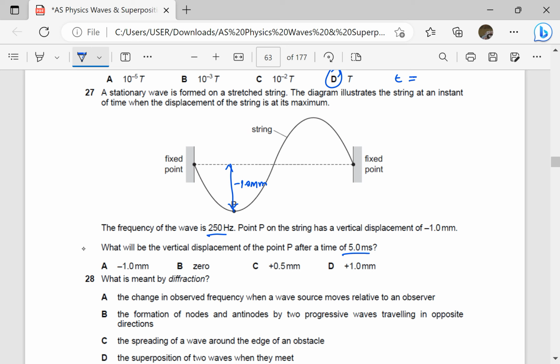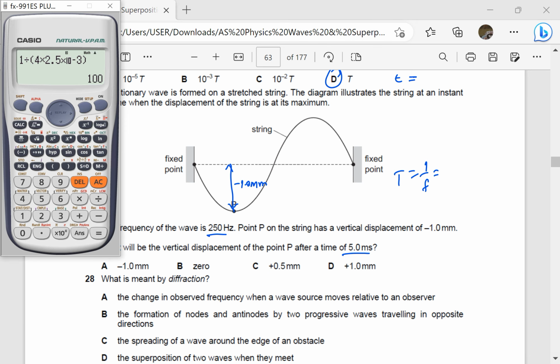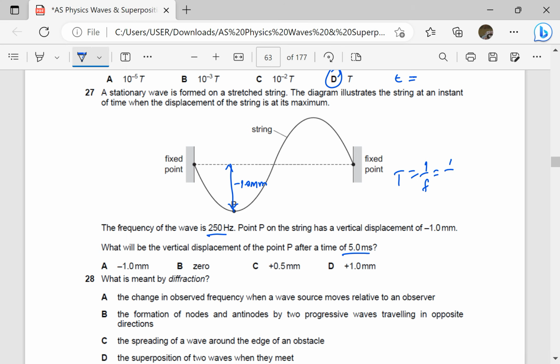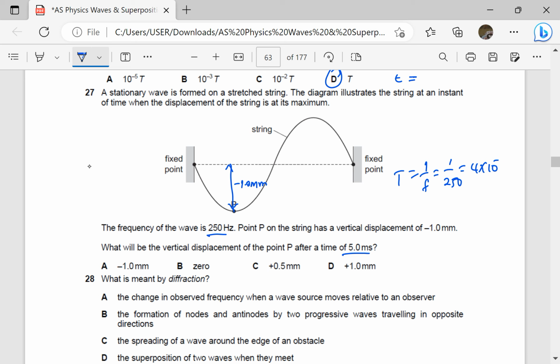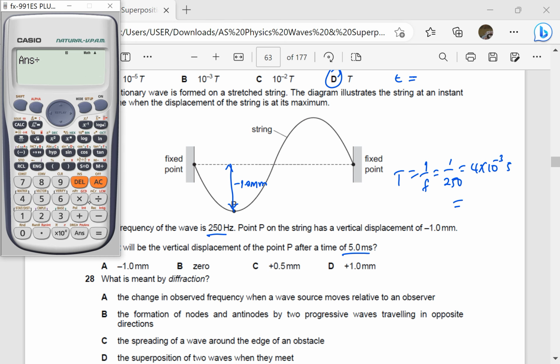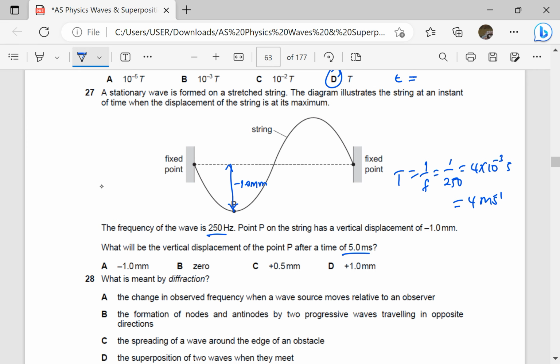So let's first find the period. Period is going to be 1 over frequency, which is 1 divided by 250, which is 4 times 10 power negative 3 seconds. Let's change it to milliseconds. Divide by milli, that is 1 exponent negative 3. That is 4 milliseconds.